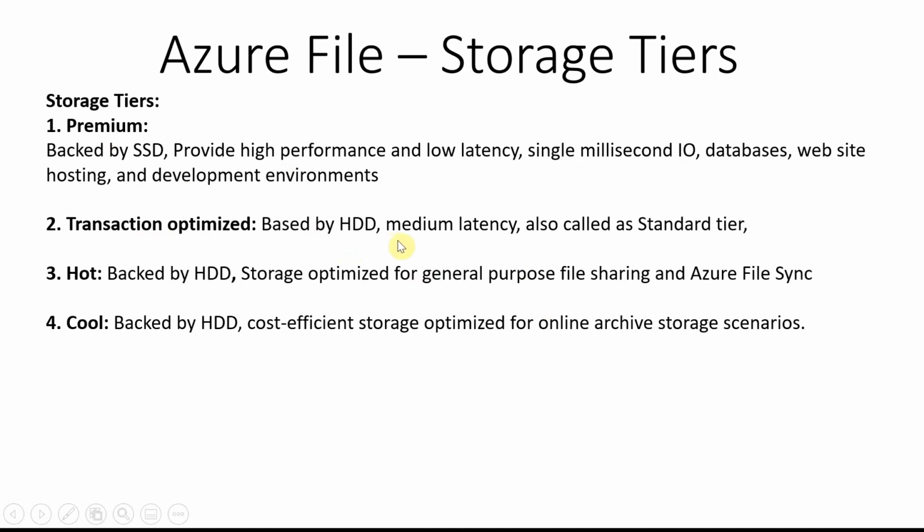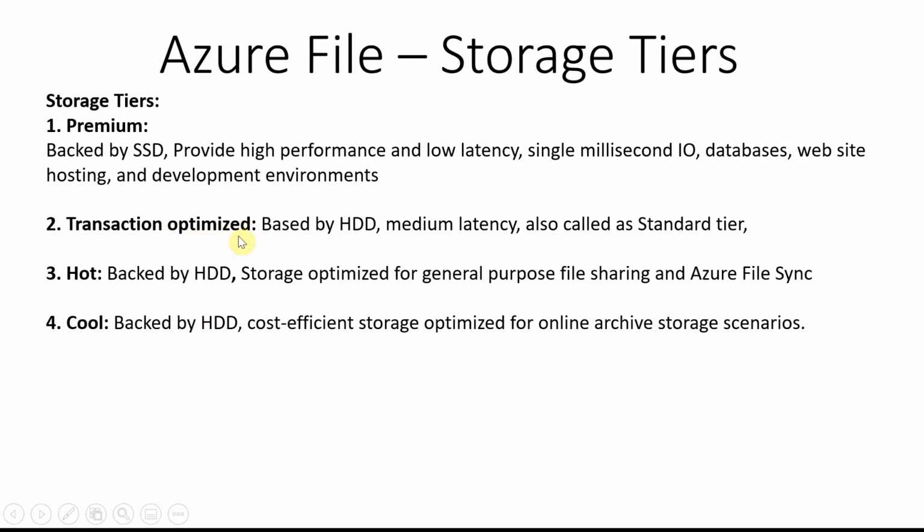Transaction optimized is HDD, medium, and standard. It is not SSD, not solid state drive. It is pure hard disk. All these three are hard disk, which is how they give a cost reduction. The SSD is the costliest compared to a hard disk. So the transaction optimized, hot, and cool are the three options that you have in file storage.